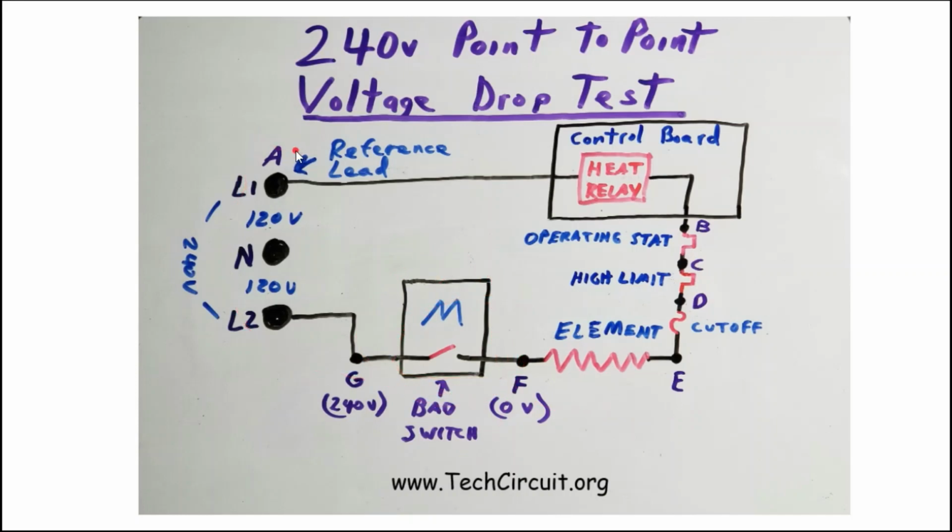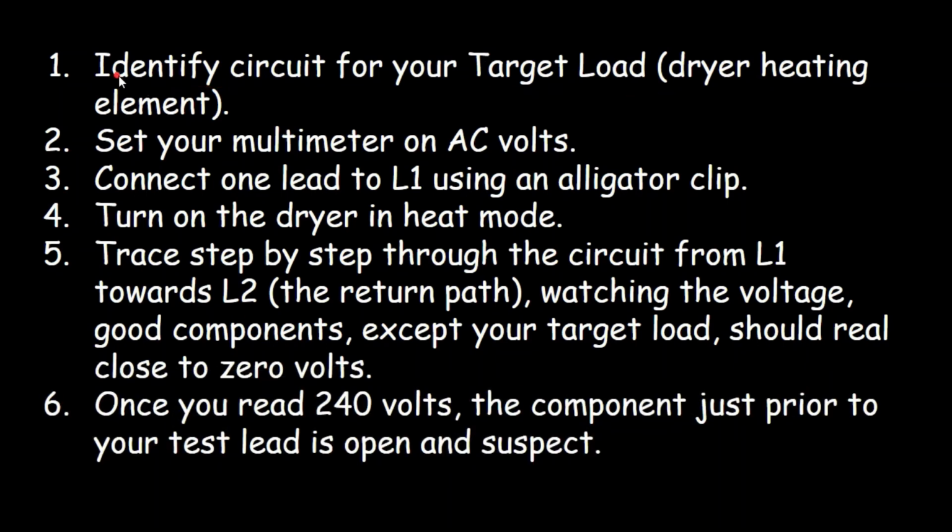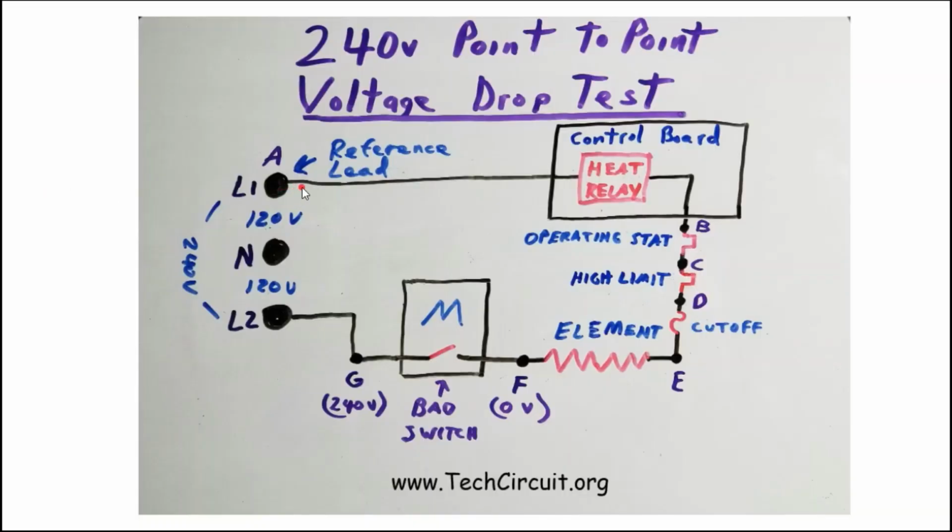So what you can do is use that point-to-point voltage drop method. And here's that method specifically. You identify the circuit. After you've done the basics, you're going to identify the circuit for your target load. Well, your target load is your dryer heating element. So you've identified that circuit. This will be the circuit right here. It's going to go from here all the way down through here.